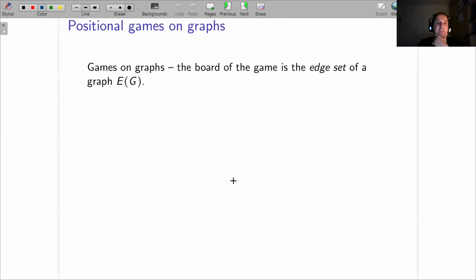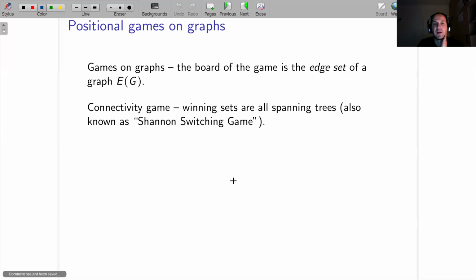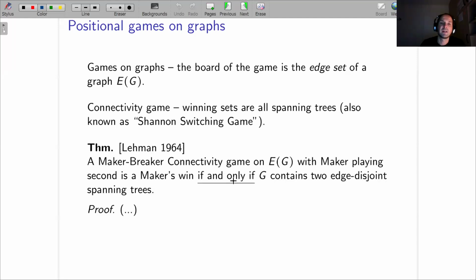Generally, when we say positional games on graphs, we think of playing on edges of graphs. There's also some research done on vertices of graphs. But one important game was studied even before the term positional games was coined. We have what's called the Shannon switching game. That would be the game in which essentially the winning sets are all spanning trees.